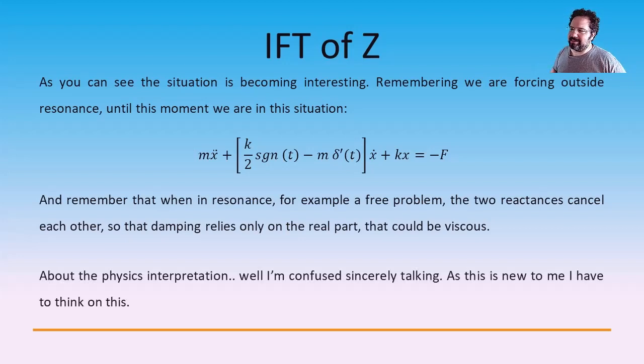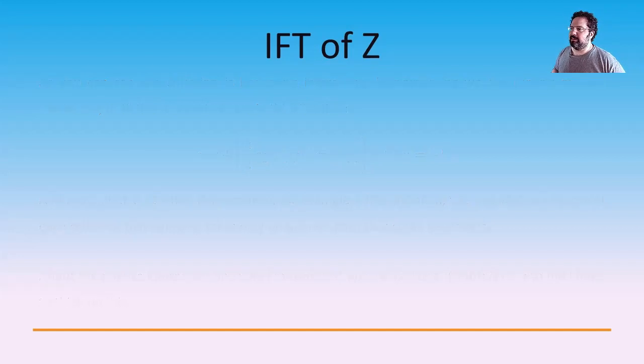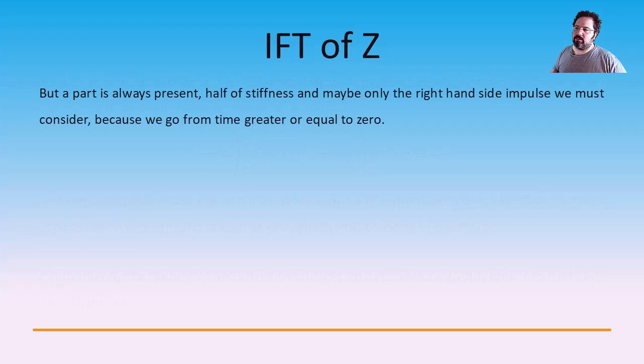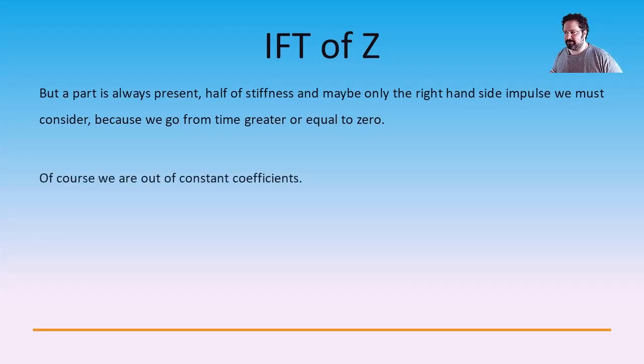But the physics interpretation, well, I'm confused, sincerely talking. As this is new to me, I have to think on this. But a part is always present, alpha of the stiffness, and maybe only the right-hand side impulse we must consider, because we go from time greater or equal to 0 in each cycle. Of course, we are out of constant coefficients, obviously.